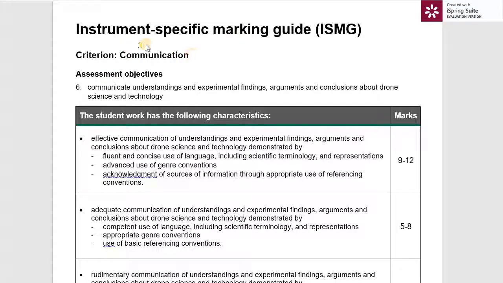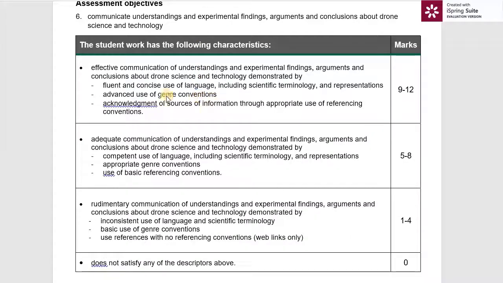Lastly, communication will be assessed on how well you communicate the understandings and experimental findings, arguments and conclusions about drone science and technology. And like I said before, you can do this in multiple different ways, using multiple different formats. So in order to get the top mark, you need to provide an effective communication of understandings and experimental findings, arguments and conclusions about drone science and technology, demonstrated by a fluent and concise use of language, including scientific terminology and representations, advanced use of genre conventions, whichever genre you choose to use, and acknowledgement of sources of information through the appropriate use of referencing conventions.